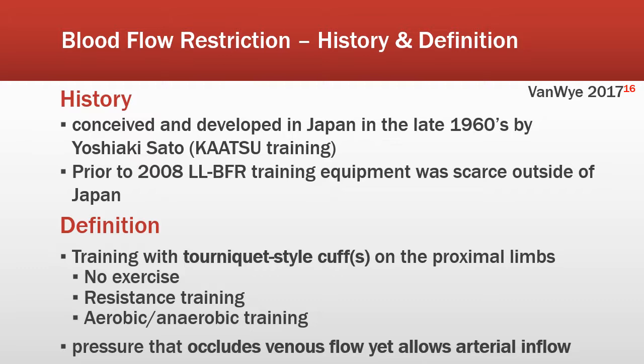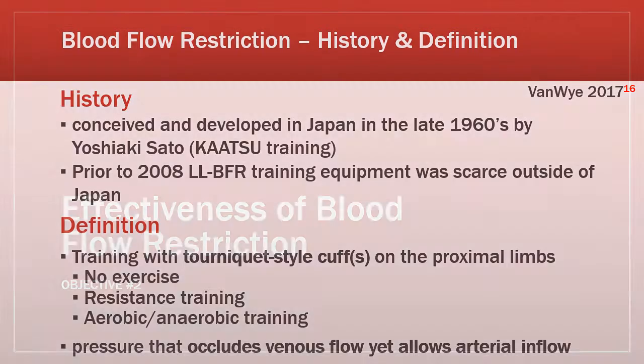But essentially this is training with a pneumatic tourniquet style cuff on the proximal portion of limbs. It can be done with and without exercise in the form of resistance and/or aerobic training. The pressures almost always occlude the venous flow. There are some exceptions to this, and we can discuss. And there's a certain percentage of the arterial flow that will also be occluded.